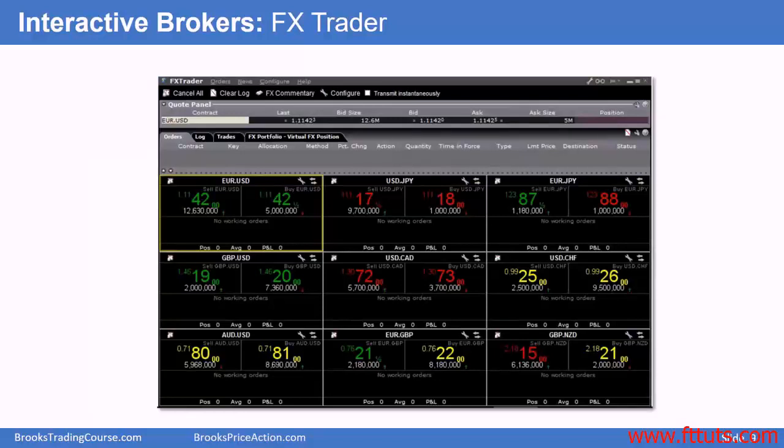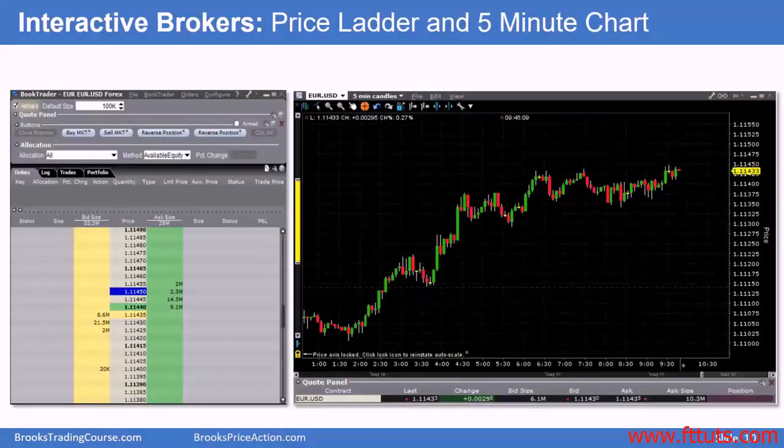Here is from Interactive Brokers. This is another common way to present quotes. They show the bid and the ask for a variety of pairs, and you could put down any pairs that you want on the screen, and you can reorganize them, reorder them. Interactive Brokers also has a price ladder, and a lot of traders like to enter orders on the price ladder. And then also you can put a chart up. You can place trades on the chart.